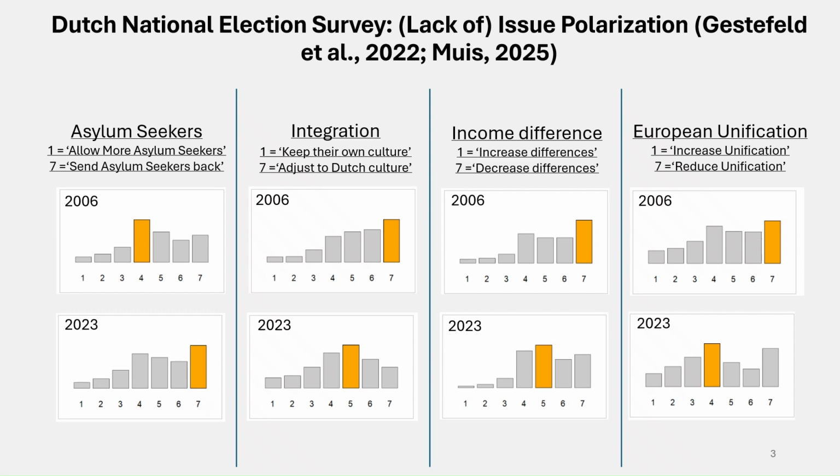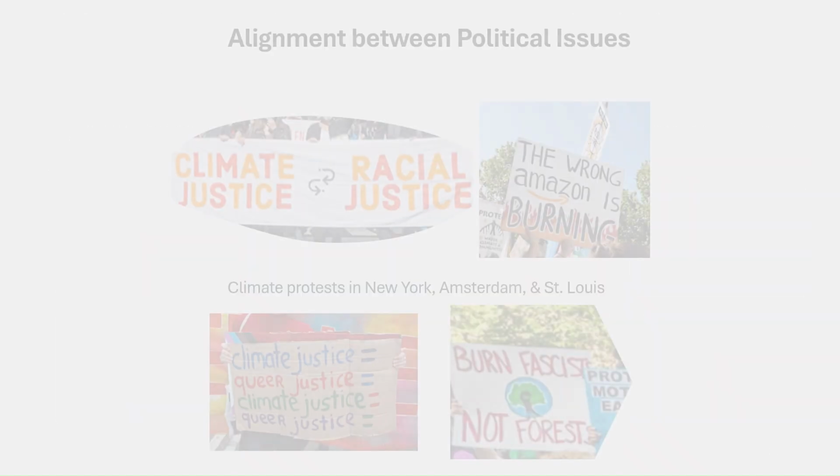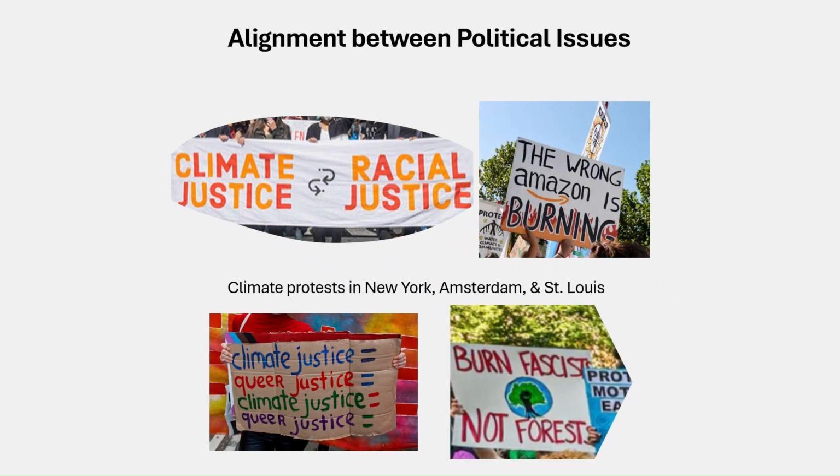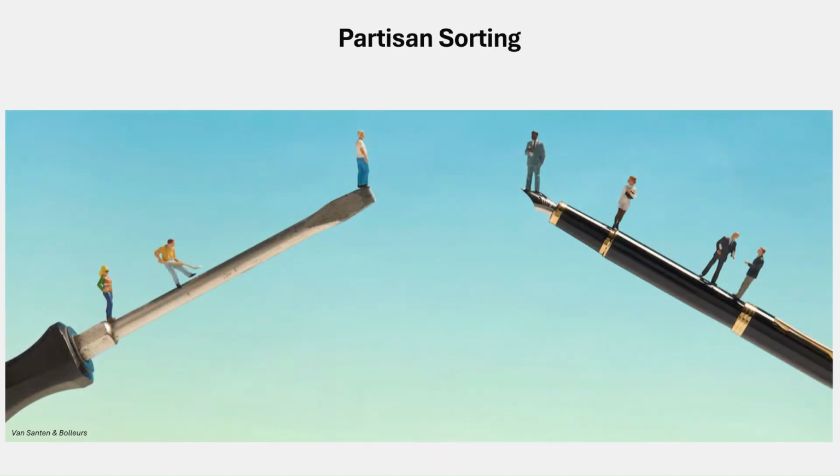However, this is not the full story. There are other ways of defining and analyzing polarization. One form is called ideological polarization, which can be studied by looking into how political issues are aligned. Moreover, a third approach is to study polarization by looking into how issue alignment results in segregated social groups, a process which is called partisan sorting.